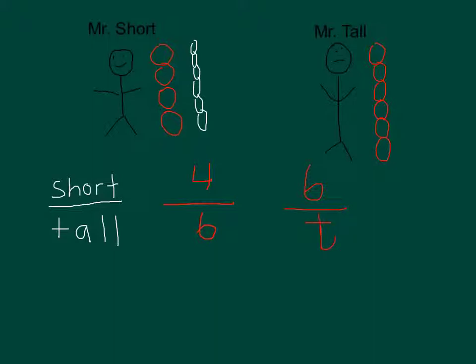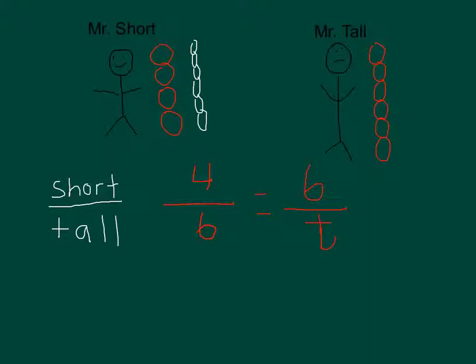In my comparisons, Mr. Short is still the same height, no matter if I'm comparing his height with buttons or paper clips. So the height of Mr. Short is the same both times. Also, the height of Mr. Tall is the same no matter if I'm comparing him in buttons or paper clips. So this is something that we could set equal to each other. We have now made a proportion.